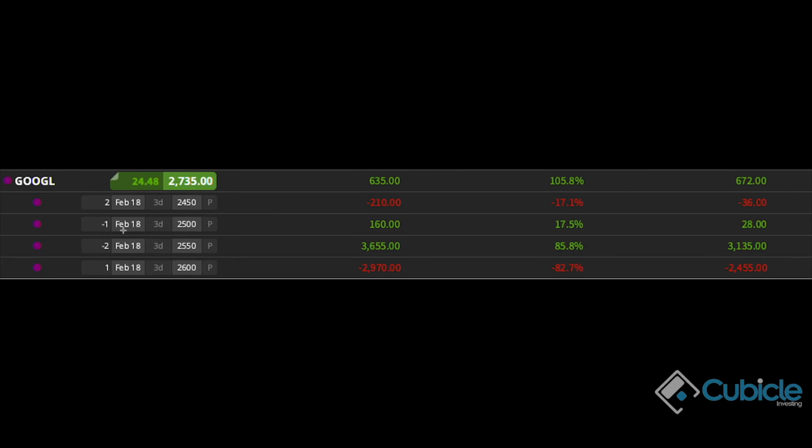Now you can see here that when you buy, you have a positive number. When you sell, you have a negative number. So I tweaked the trade. I actually bought back the one that I bought at the 2,500 strike price, and I decided to sell a 2,500 put option, and I bought two 2,450 put options at a lower price point.